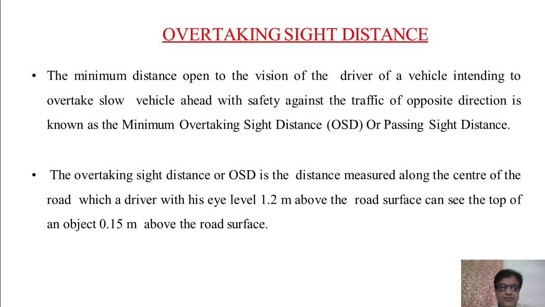on a highway. So the distance which is available to overtake the slow moving vehicles by the fast moving vehicles before the vehicle which comes from the opposite direction, that distance is called overtaking sight distance or OSD. The overtaking sight distance is the distance measured along the center of the road with a driver whose eye level is 1.2 meter above the road surface and can see the top of an object of 0.15 meter above the road surface.